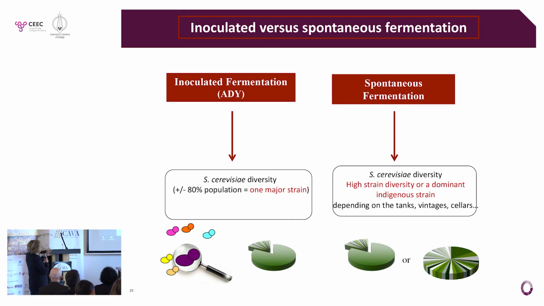So just to focus on what is the difference between inoculated and spontaneous fermentation. As I mentioned before, when you are using active dry yeast, for example, to inoculate the grape juice, you will have a very low Saccharomyces cerevisiae diversity because you will impose into the grape juice a dominant strain. Whereas considering spontaneous fermentation, as I mentioned before, you can have either a dominant spontaneous strain of cerevisiae, well adapted to the grape juice, for example, or we can have a huge diversity of different strains.